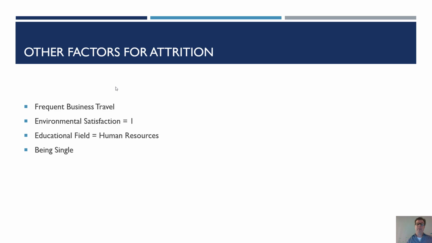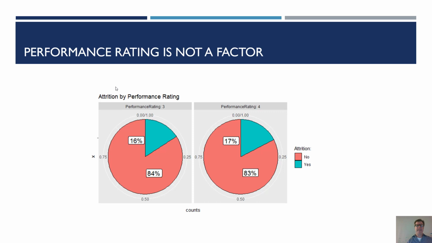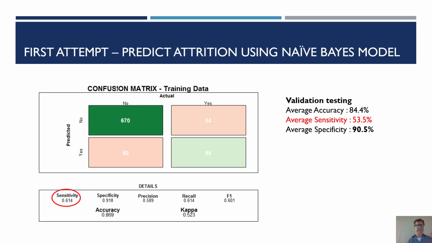Other factors that were important for predicting attrition were the frequent business travel, having an environmental satisfaction of 1, education field of human resources, and being single. One factor that did not predict attrition, which was a surprise, was performance rating. The performance ratings of employees who were and were not attrited were almost equal.